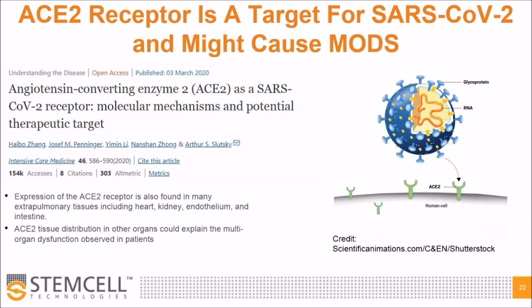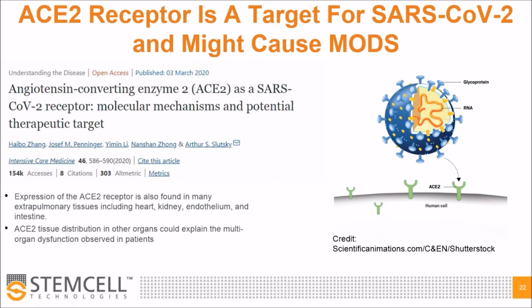Similarly to SARS-CoV, SARS-CoV-2 specifically interacts with angiotensin-converting enzyme 2, called the ACE2 receptor, which is expressed not only, unfortunately for us, by the pulmonary tissue, but also by other tissues such as heart, kidney, endothelium, and intestine. Really, because of this multiple-organ expression of the receptor, people observe multi-organ dysfunction in patients.